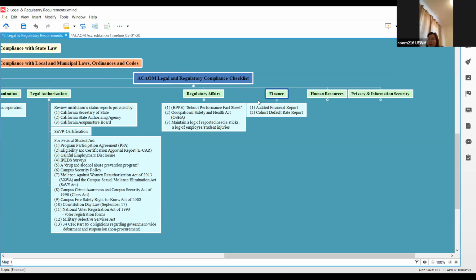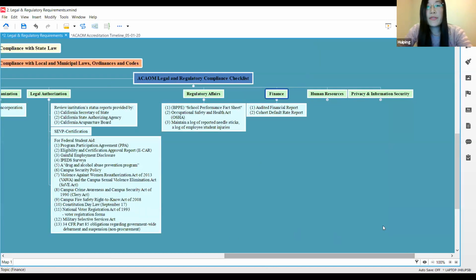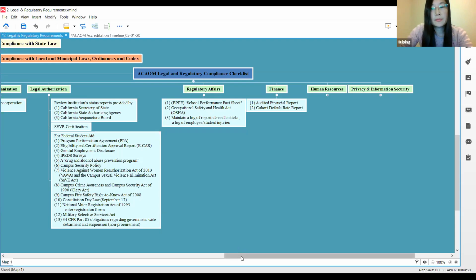Okay, next category is finance. We need to provide an audited financial report and cohort default rate report. This is for financial aid. According to the Department of Education, in 2016, the nationwide cohort default rate was 10.1%, and UEWM did pretty well. From 2014 to 2016, our default rate was about 3% to 5%.